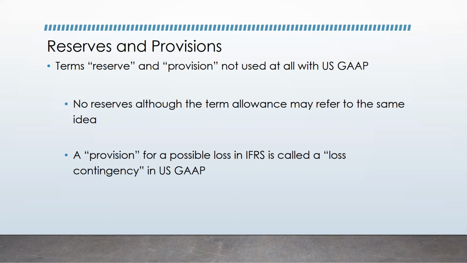So some of the differences between US GAAP and IFRS have to do with terminology. So the terms reserves and provisions are examples of that. In general, we don't really use the term reserve or provision at all with US GAAP. So we don't have reserves, but the term allowance may refer to the same idea. And we don't have what IFRS calls provisions. It's actually what we call a loss contingency in US GAAP.